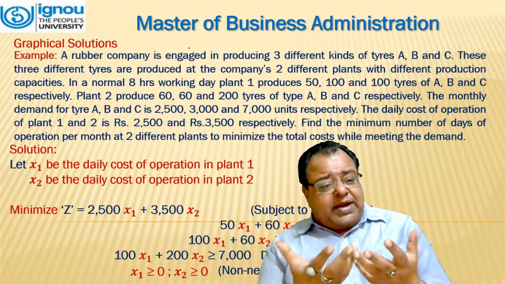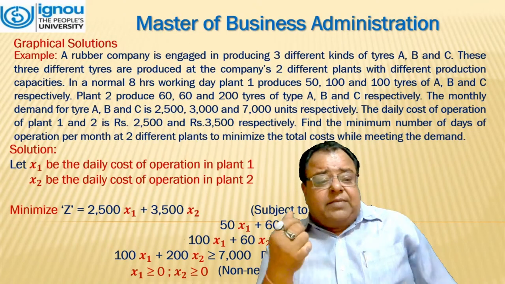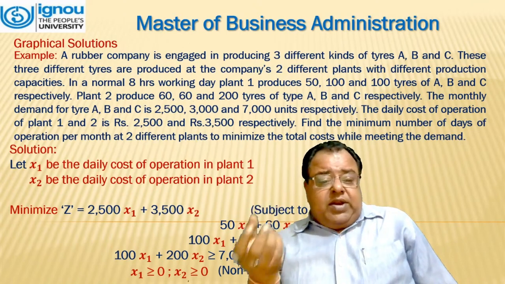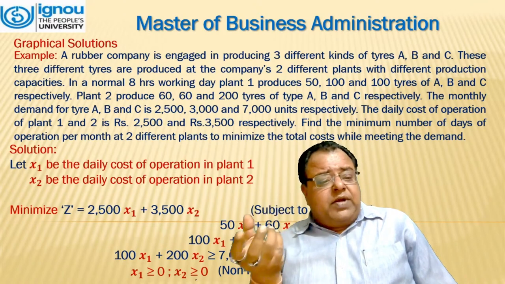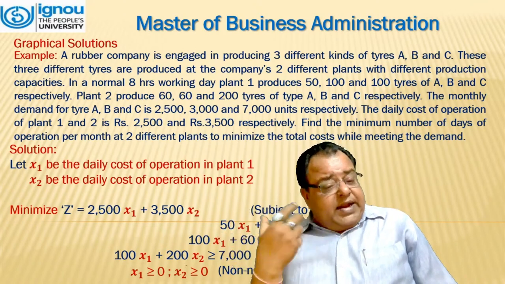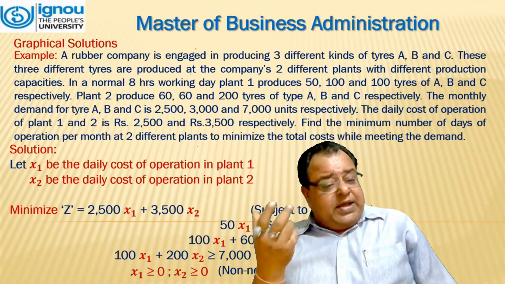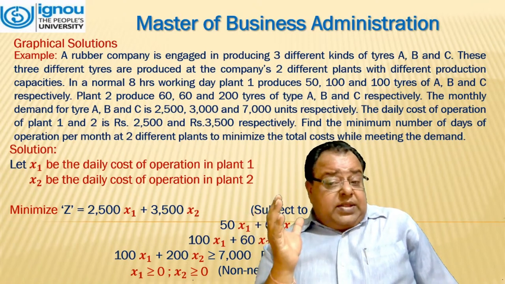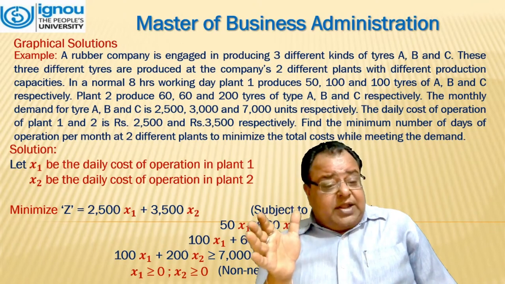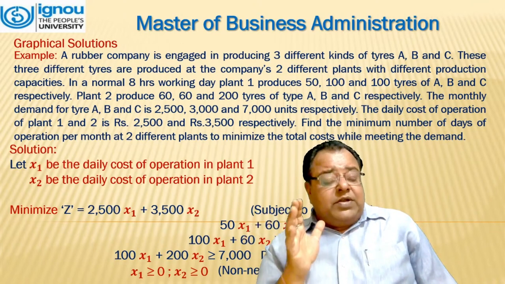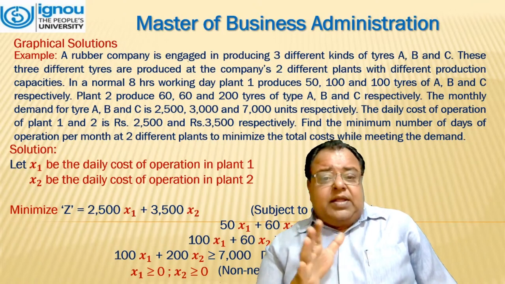So how will our assumption start? We assume that the daily production or daily cost of operation in plant 1 be X1 and the daily cost of operation in plant 2 be X2. In the last line, we just find the minimum number of days. That means this is a problem which is related to minimization.